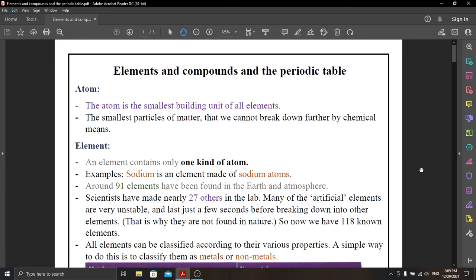Hello everyone and welcome to another lesson for the Chemistry O level. Today we'll be talking about elements, compounds, and the periodic table. So we'll start off with the definition of an atom.